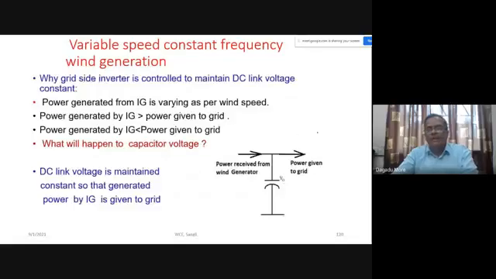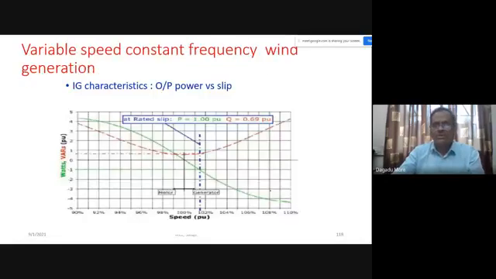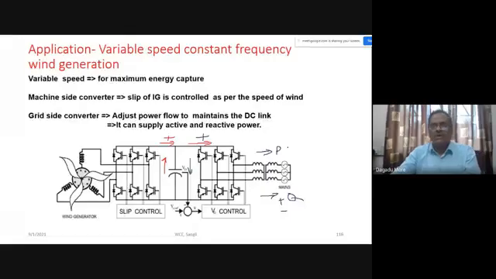So this explains why we have to maintain the capacitor voltage constant. Power received from the wind generator and power given to the grid should be the same. Under that condition, our capacitor voltage will be maintained constant, and that's why our control strategy is to control the inverter. To control this inverter, our control objective is to maintain the DC link voltage constant. So whatever extracted active power will be fed back to the grid.